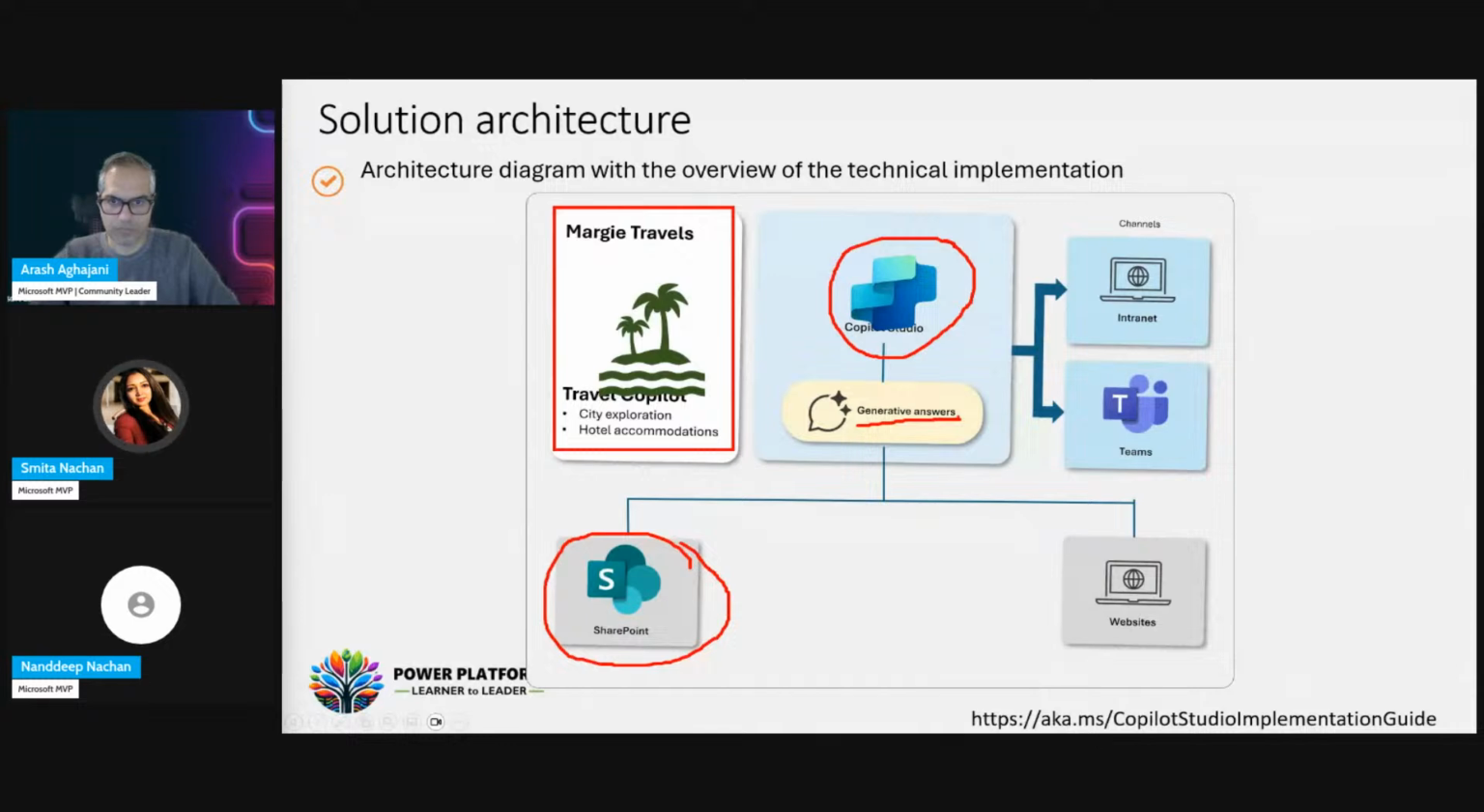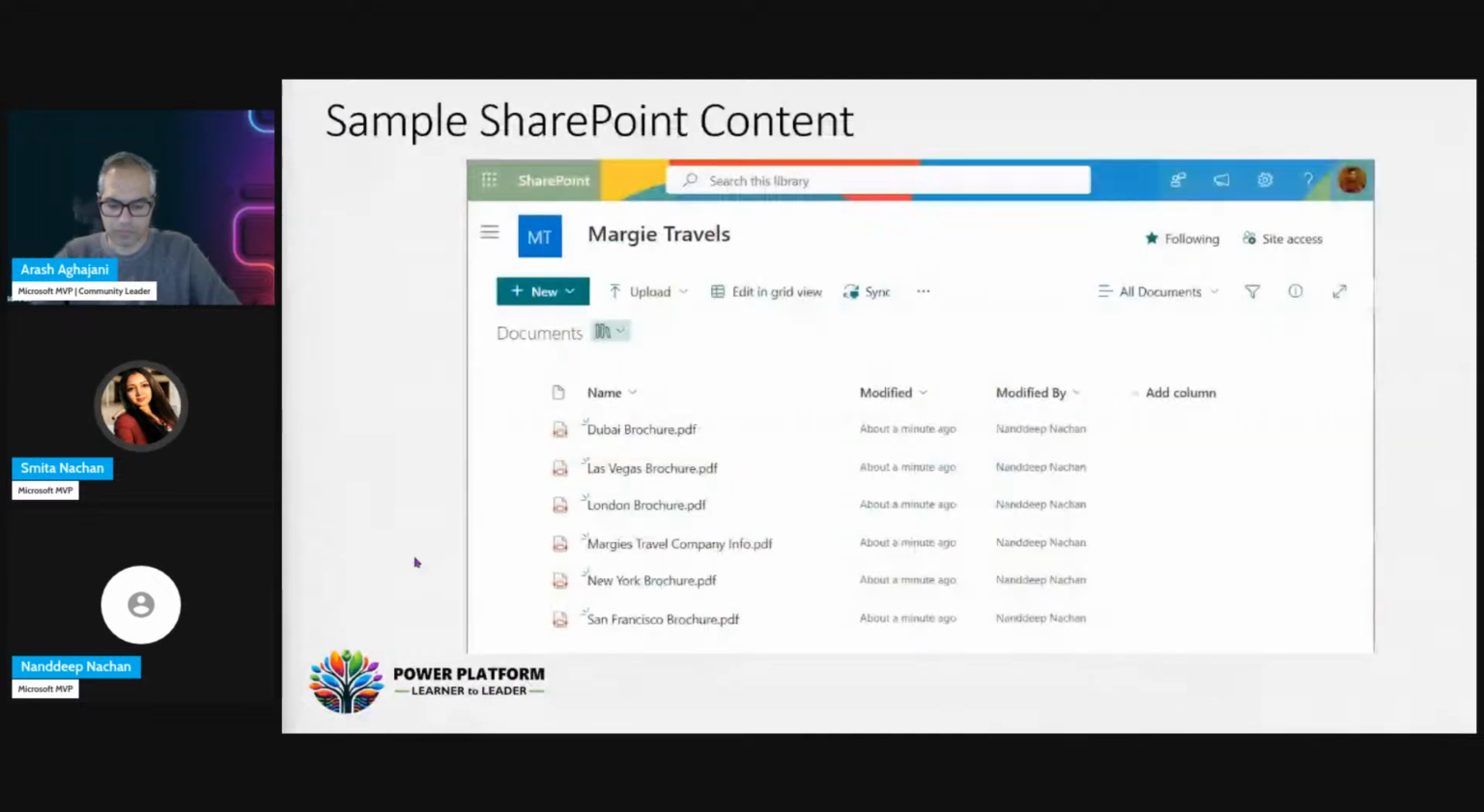Okay, so let's say over here we have a Margit Travels site. Inside that we have one document library. It contains all of the PDF files, which contain the details about city exploration and hotel accommodation. Then you can use this Copilot. The Copilot will help you get the data from SharePoint as well as from the website, and then show that information in any channel, such as Teams. There are different channels available where you can show your data, like Teams, the intranet, or some of the SharePoint pages also. We will show you all of the possible options.